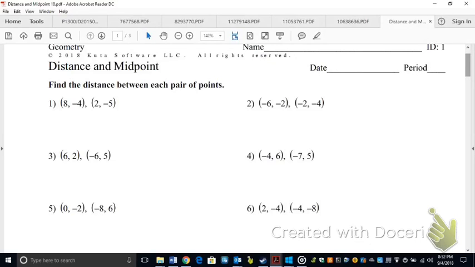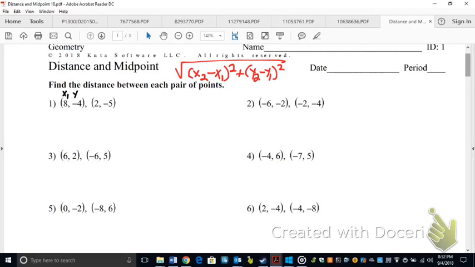Distance on a coordinate plane is how far apart two points are. So I think about 1 through 20 are all distance problems. All of them are going to use that formula right there. That's the distance formula. Distance is equal to the square root of x2 minus x1 squared plus y2 minus y1 squared. Now that may seem like a lot of gibberish, but we'll get through it.